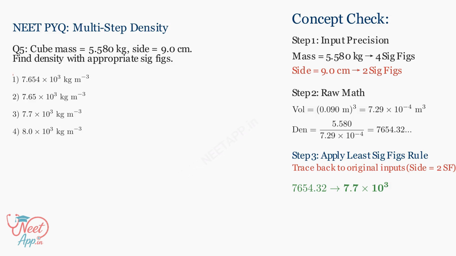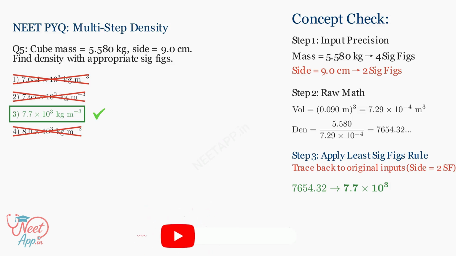Never do this. NCERT states you must trace precision back to the original measured inputs. No math operation can manufacture precision that your original measuring tape lacked. Our weakest link is the side length with just 2 significant figures. Therefore, our final density must be rounded to exactly 2 significant figures. We round 7654 to 7.7 times 10 to the power of 3. Option 3 is our correct answer.